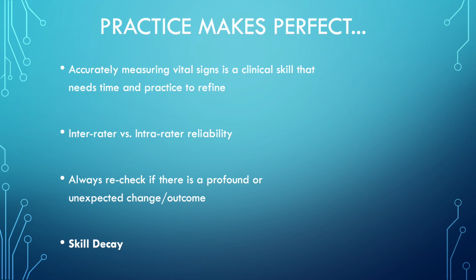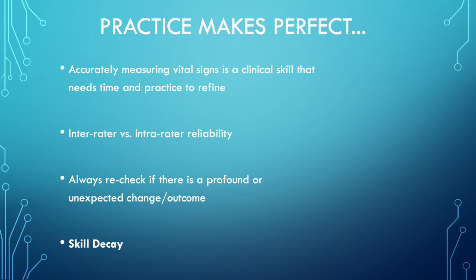So that would be two different people taking a vital sign on the same patient, basically at the same time or in quick succession. Intra-rater reliability is consistency in scoring when a rater scores the same test or performance two or more times. So intra-rater reliability would be the same clinician taking the blood pressure on the same patient twice. Okay. We always want to recheck if there's a profound or unexpected change or outcome. So if there's a lot of difference in our inter or intra-rater reliability, we should repeat the measurement.